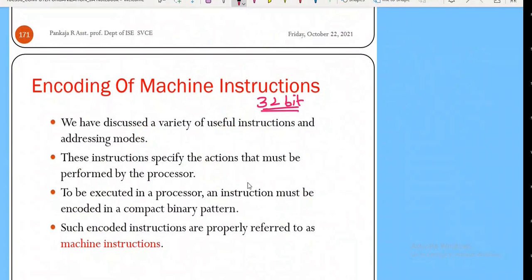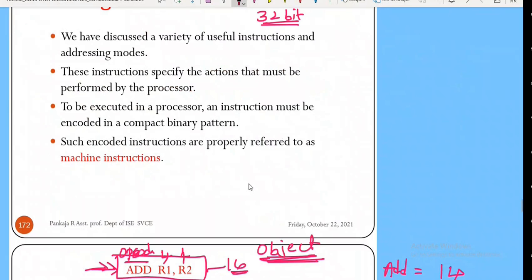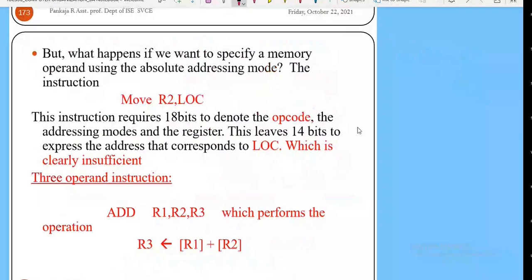So is it possible to encode the instruction in 32 bits? This is possible. 32 bits means it requires one more word to store that particular instruction. So, for example, in which cases?